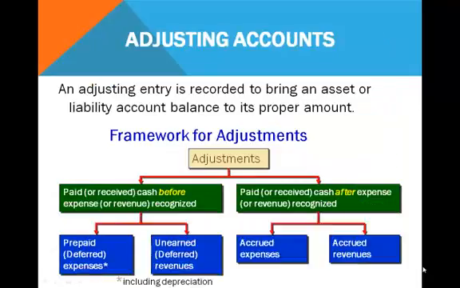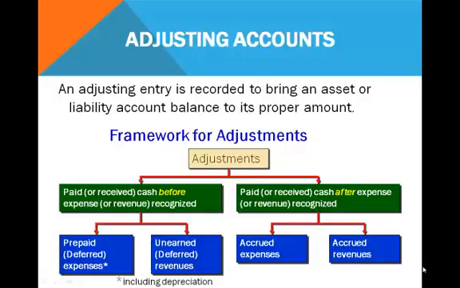Here is the framework for adjusting the books of a company. There are 2 broad categories of adjustments. The first is when we pay or receive cash before the expense or revenue is recognized. This category includes prepaid or deferred expenses, including depreciation, and unearned or deferred revenues. You can use either one of those terms, unearned or deferred.